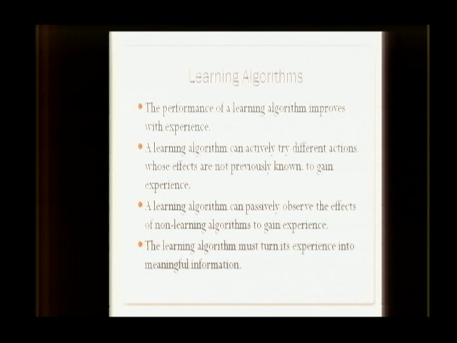Learning algorithms. A learning algorithm can be defined as any algorithm whose performance, according to some obvious measured metric, improves with experience. A learning algorithm can actively try different actions whose effects are not initially known to gain experience to make better decisions about what to do in the future. We can extend this idea from active learning to passive learning, and say a learning algorithm can passively observe the effects of other things going on in the environment, including non-learning algorithms, again, to gain valuable experience to make better decisions in the future. The learning algorithm has to turn whatever it experiences into some sort of meaningful information. A lot of the AI folks have some very nice, very good algorithms, but they don't talk about how you take something that you perceive in the real world and turn that into meaningful experience. There isn't a lot of discussion of it in the AI world.